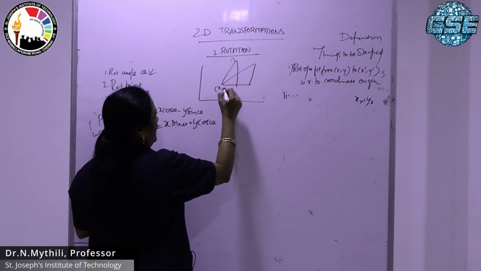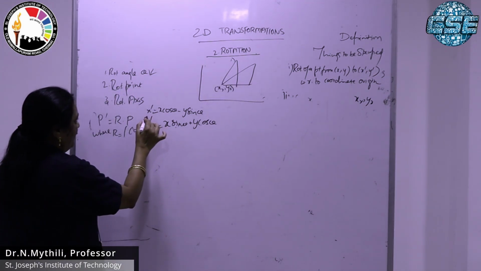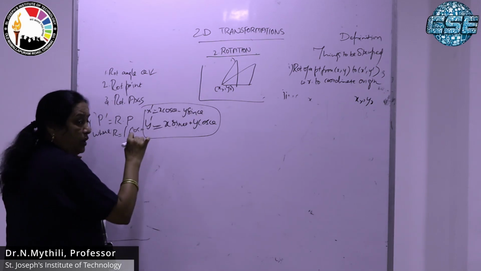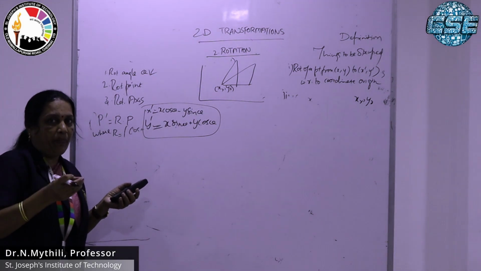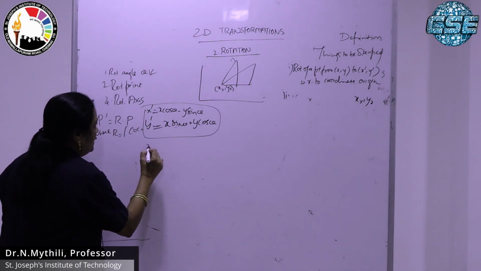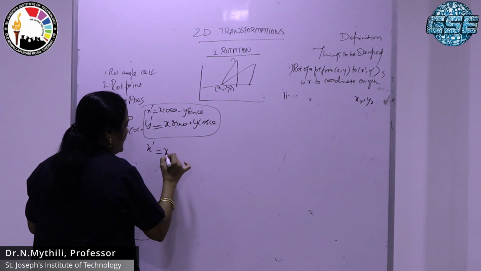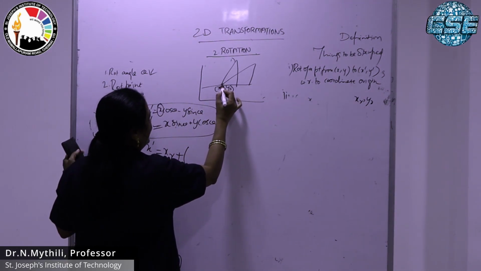So this is xr comma yr with the same parameters. So we are converting these two equations with respect to the point, not with respect to the coordinate origin, and we are having rotation point xr comma yr. So x dash is equal to, here we are adding this xr and this x.